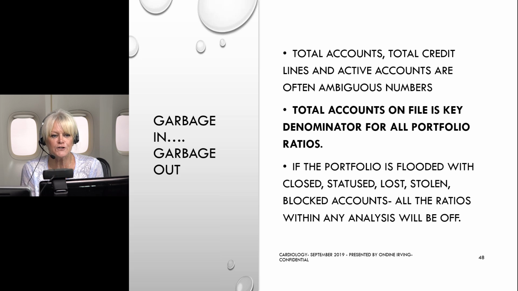Please remember that total accounts, total credit lines, and active accounts are ambiguous numbers. Total accounts on file is the key denominator for any portfolio ratios. And if that number is overinflated with lost, stolen, status, blocked, closed, charged off accounts, everything's going to be off.